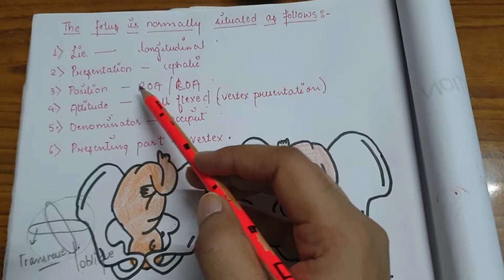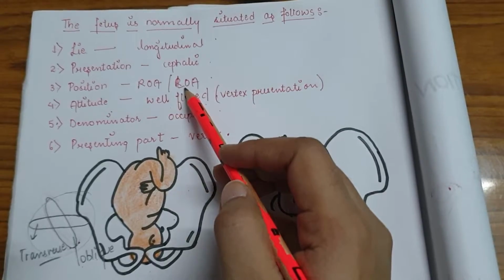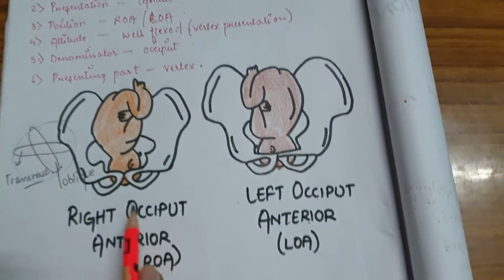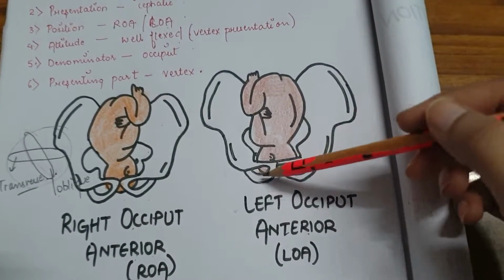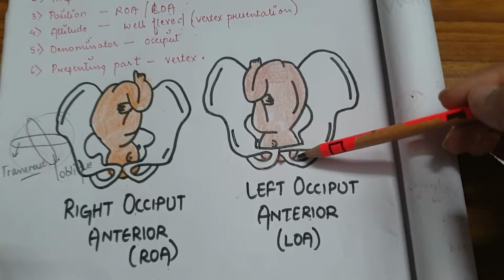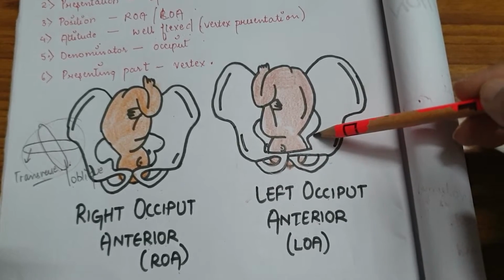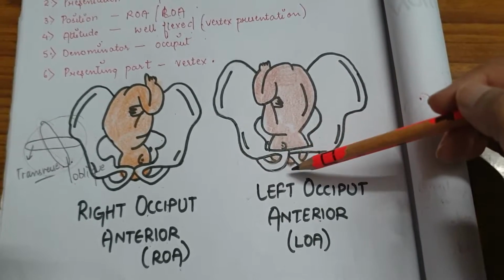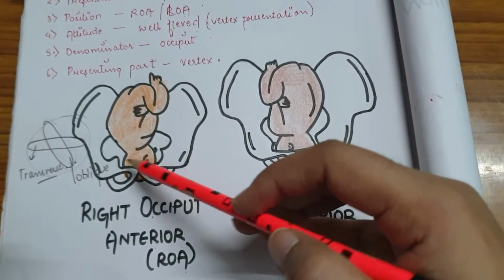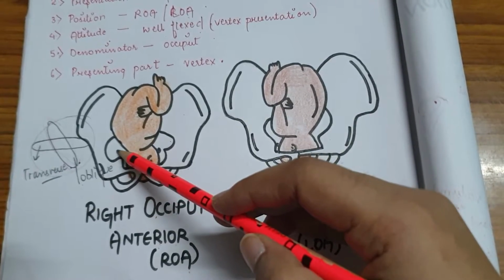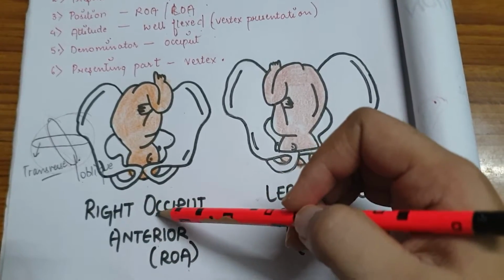Next is position. The normal positions are right occiput anterior and left occiput anterior. Here is a diagram of position. These are the normal positions. It is clear from the name that when the occiput of the fetal head lies in relation to the iliopubic eminence of the left side anteriorly, that is known as left occiput anterior, while on the other hand when the occiput of the fetal head lies in relation to the iliopubic eminence at the right side of the pelvis anteriorly, that is known as right occiput anterior.